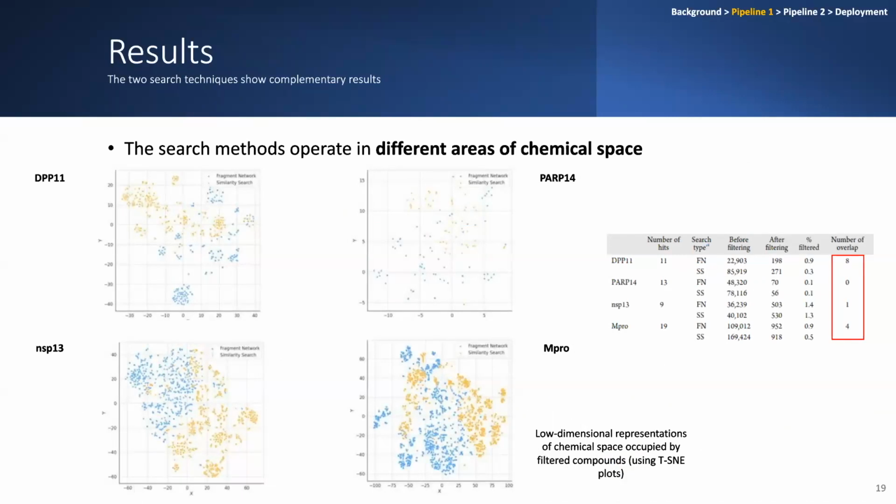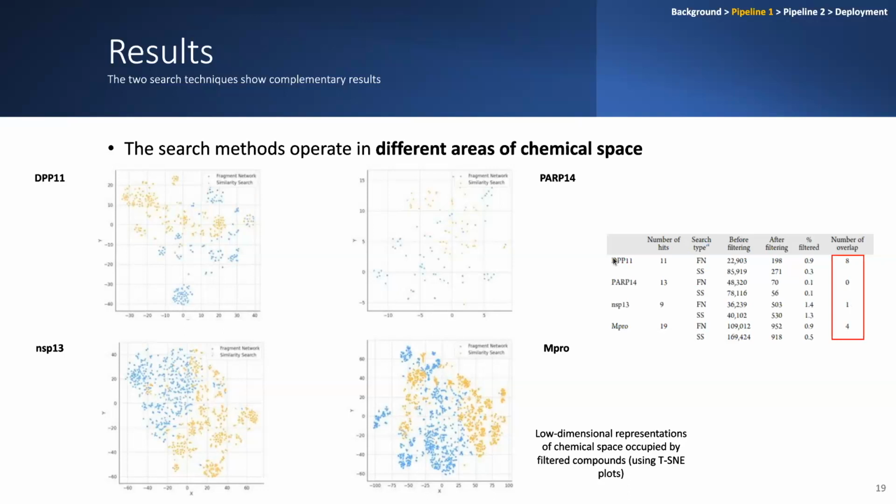We ran this for the 4 different targets, and what we find is that each search technique identifies comparable numbers of filtered compounds for each target. But what we also find was that these two techniques seem to be quite complementary. There doesn't seem to be a lot of overlap between the compounds that are being identified by the 2 different search techniques.